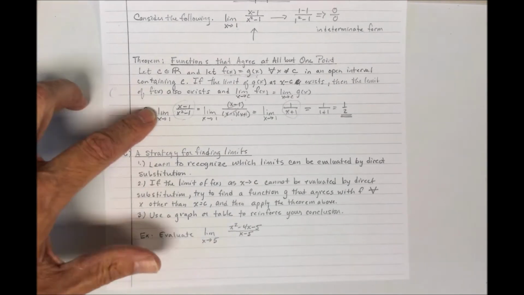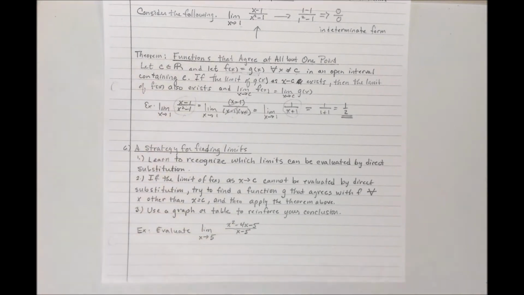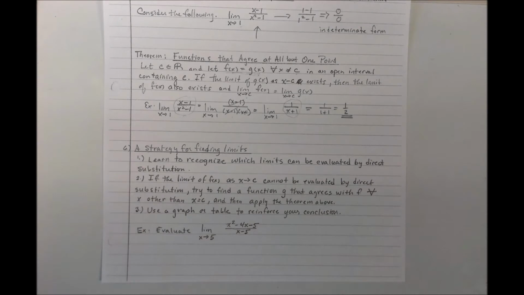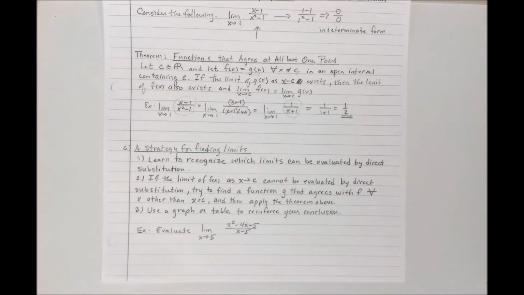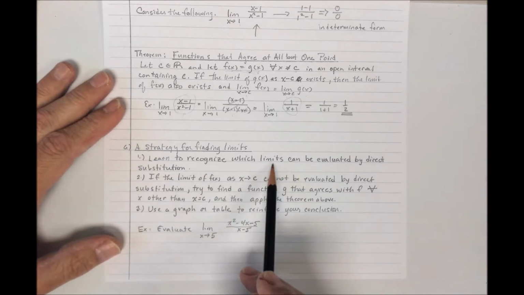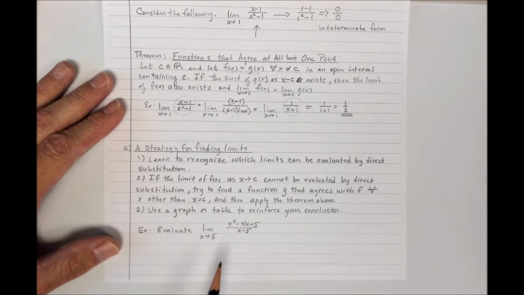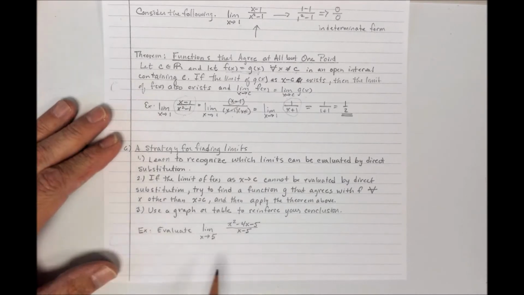So this is what I usually refer to as applying a little bit of algebra to get to it. But there is a strategy for finding limits, and we're best off if we can follow it and just use a little common sense. The strategy is learn to recognize which limits can be evaluated by direct substitution. That's your polynomials, that's your rationals, things like that, your radicals.